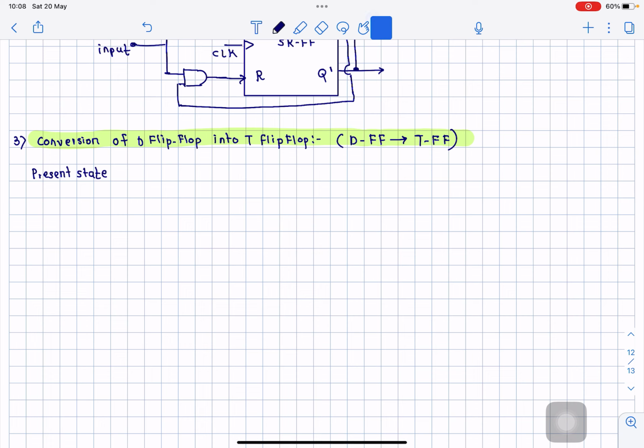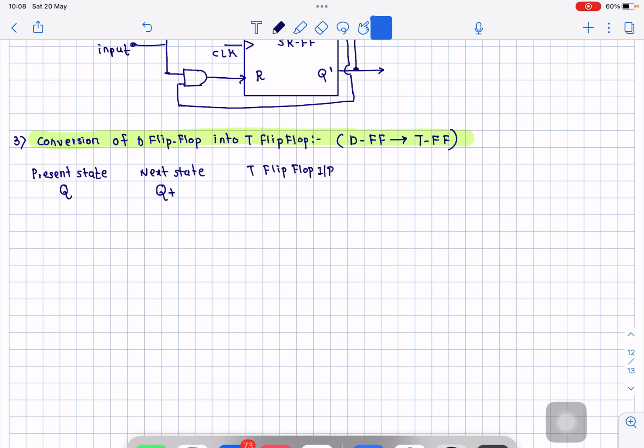How is the present state denoted? Present state is denoted with Q. Next state is denoted with Q plus. Right? Then what is the third column? The third column is the flip-flop to which we want to convert. So T flip-flop input.